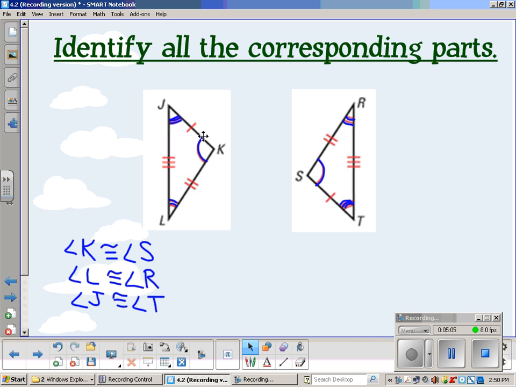Okay, now let's move on to the sides. So the first side I see marked with one congruence mark is side JK.